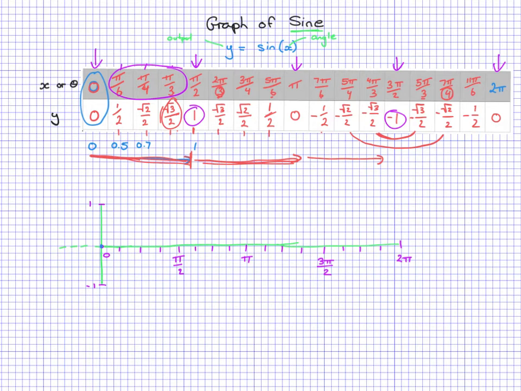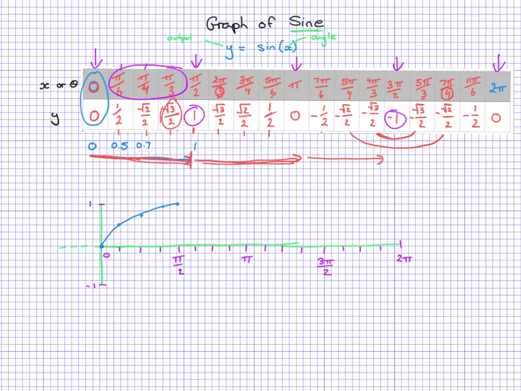We have 0, 0. We have pi on 6 is up at a half, which is roughly here. Pi on 4 is up at root 2 on 2, and you're not going to get this right. It's not going to be exact, so don't worry about that. Just put it roughly in. The next one is here, and the last one you can see is going to be right at that 1 value. So we've seen this curve. Not a very good one, but it's still a curve.